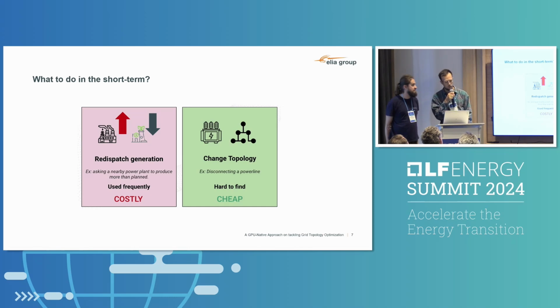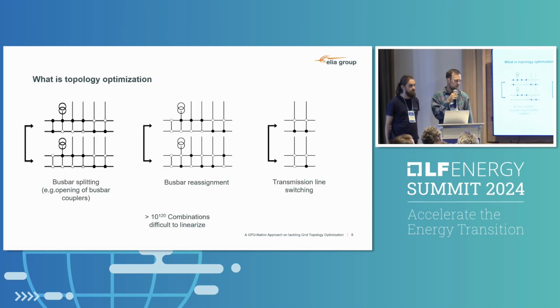What are the topological actions that we consider? There are three main ones. Here we have a substation, or actually two bus bars. One is bus bar splitting, so we separate the two bus bars, for example, by opening a bus bar coupler, either here or potentially also in here between. We can do bus bar reassignment, so for injection and load, we change which of these bus bars they're assigned to. And then you can, of course, also switch off, switch on a certain line. So basically, these are the three topological actions that we look at.